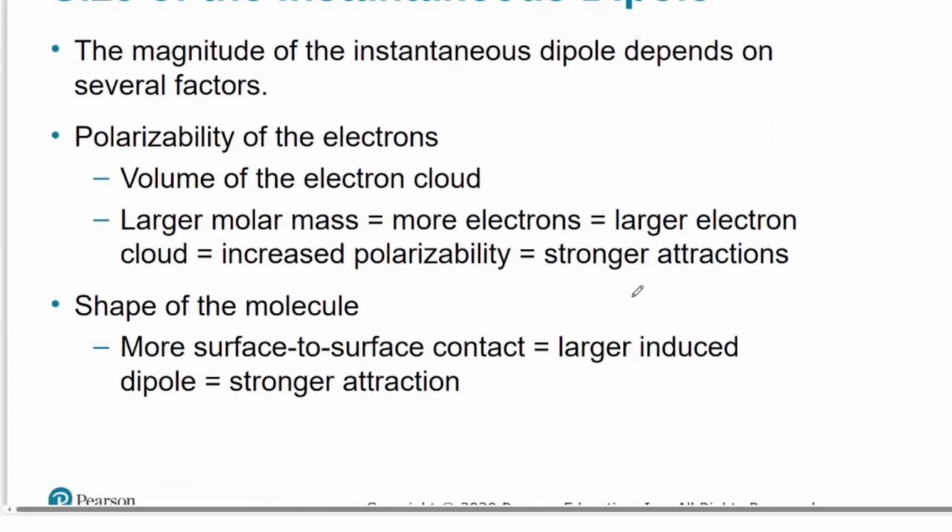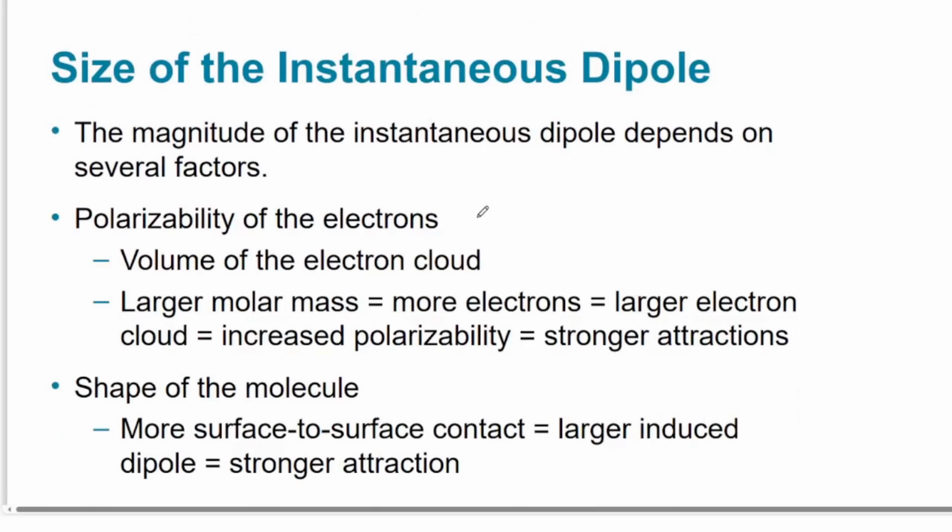Okay, so the size of that instantaneous dipole will increase with polarizability of the electrons. So if it's a larger volume of the electron cloud, it's going to be more polarizable. In other words, larger atoms are going to be more polarizable, and that will increase that instantaneous dipole. Also, larger molecules will have a larger van der Waals interaction. This is called a van der Waals interaction. And the shape of the molecule will also affect the strength or the magnitude of this interaction.